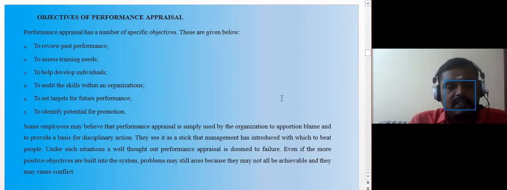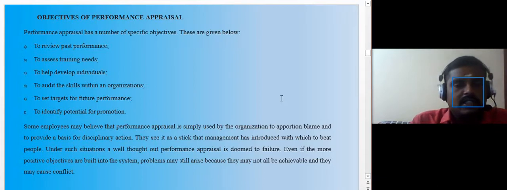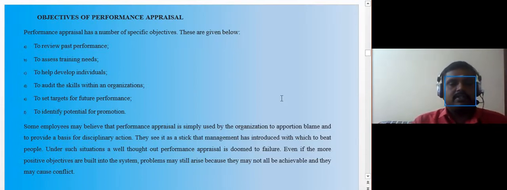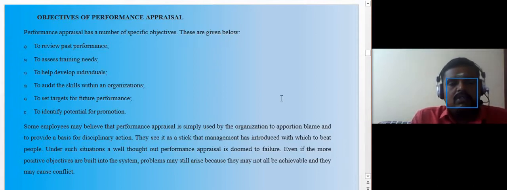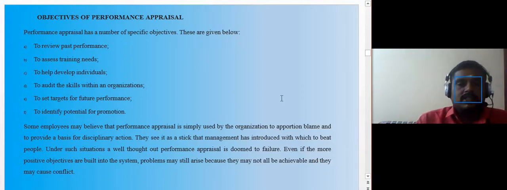and other things. So they see it as a stick that management has introduced with which to beat people. Under such situations, a well-thought-out performance appraisal is doomed to failure. Even if the more positive objectives are built into the system, problems may still arise because they may not be achievable and they may cause conflicts.